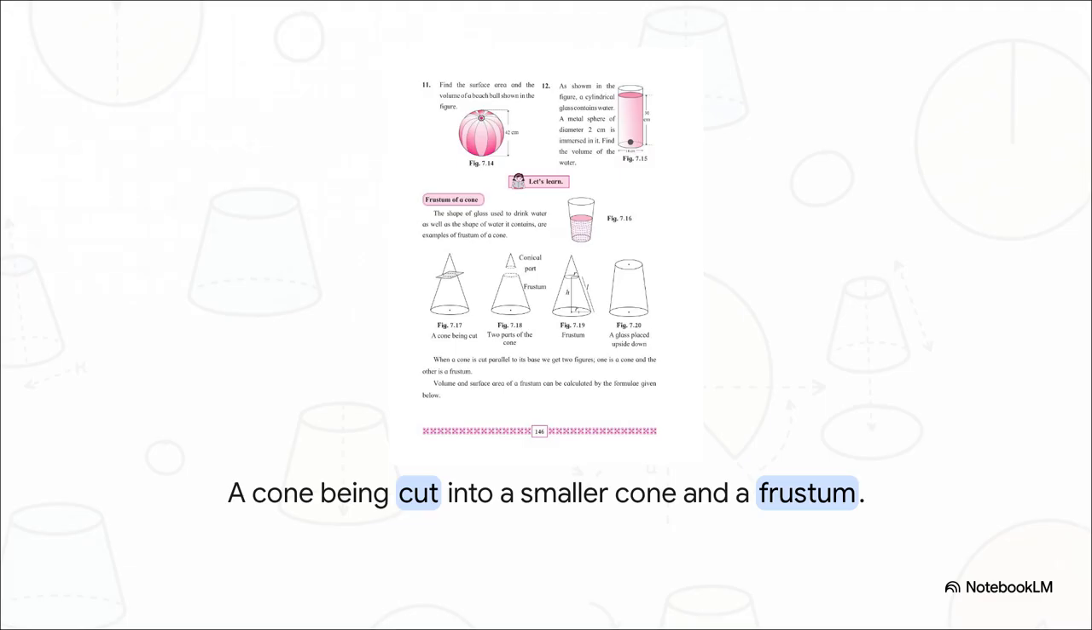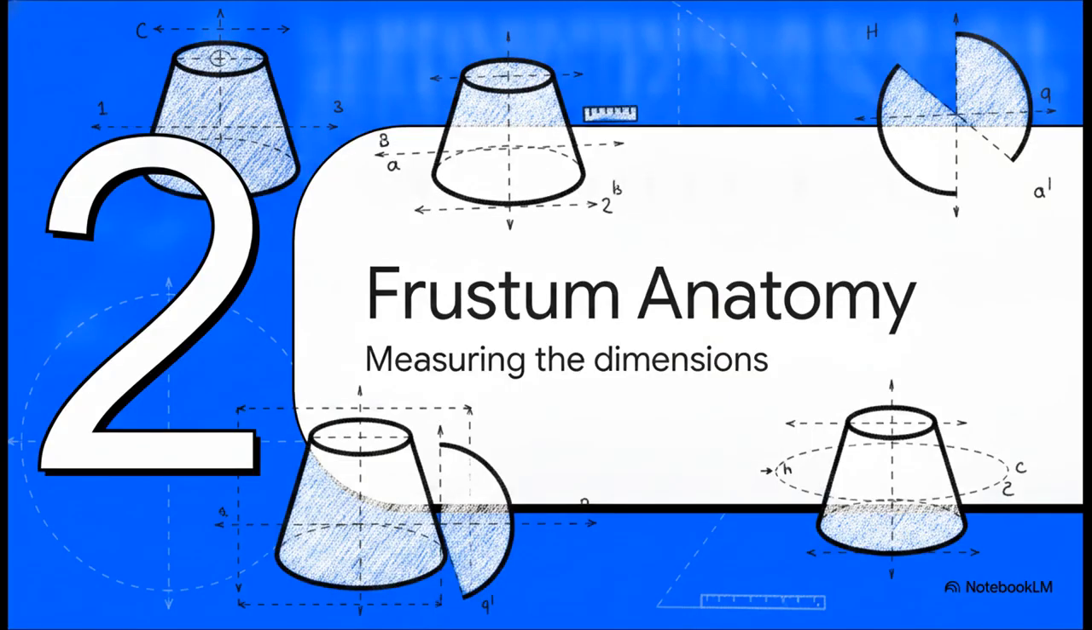By making that parallel horizontal cut straight through our cone, we are separating the original shape into two completely distinct pieces. We get this smaller, brand new cone right at the top, which we just remove and set aside. And what is left sitting securely at the bottom? Well, that is our target shape. That is our frustum.